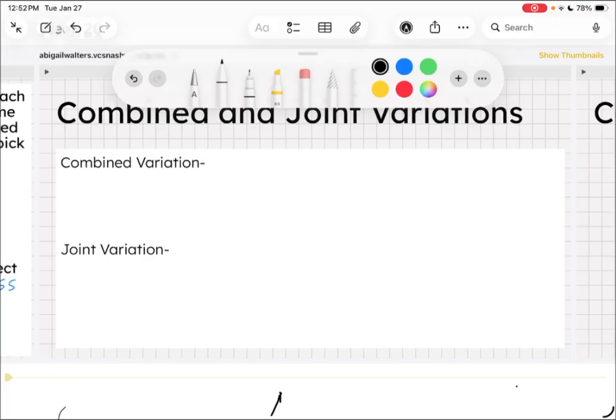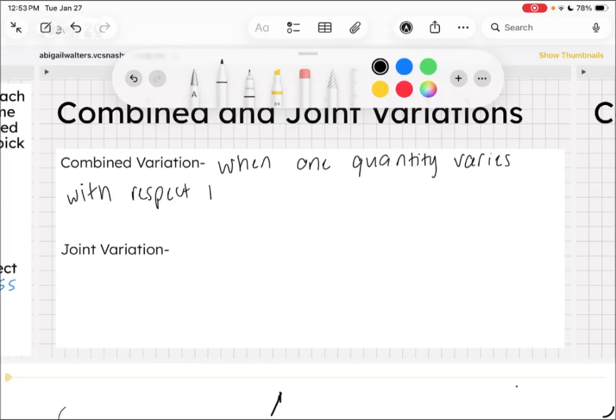All right. So the last part of section 8.1 is about combined and joint variation. So combined variation is when one quantity varies with respect to 2 or more quantities. So if you're like, what does that mean? It just means we're adding another variable. So instead of just y and x, we're going to have like a z thrown in there, okay?